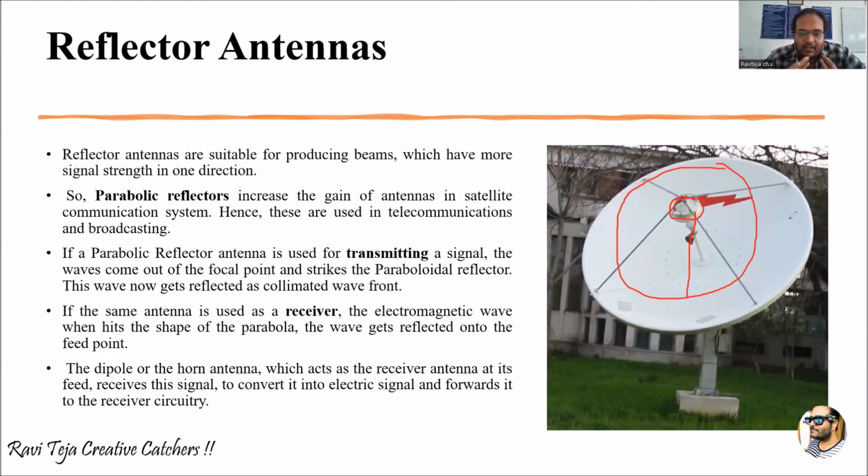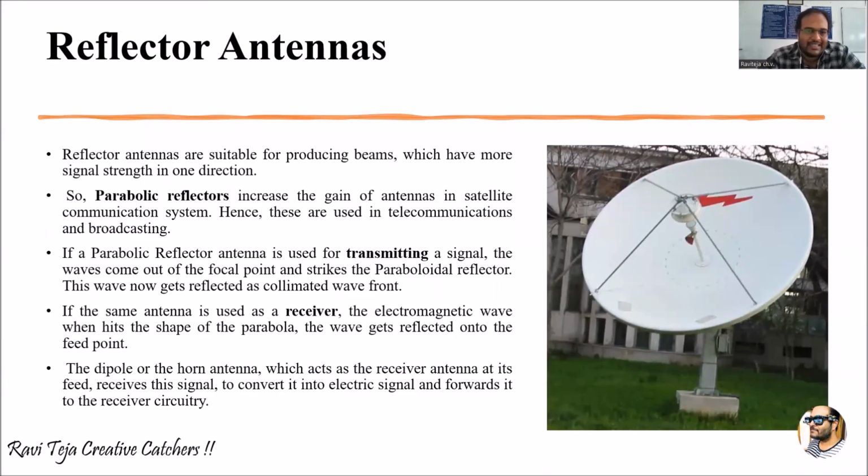The dipole or the horn antenna, which acts as a receiver antenna, has a feed that receives the signal, converts it into electrical energy and forwards it to the receiver circuit. Of course, any signal that you get through an antenna will be converted into an electrical signal according to the requirement, and forwarded to a receiver circuit. This is what happens with reflector antennas.